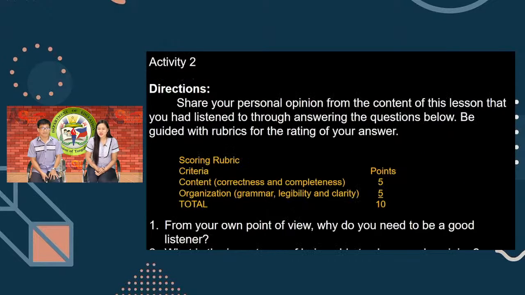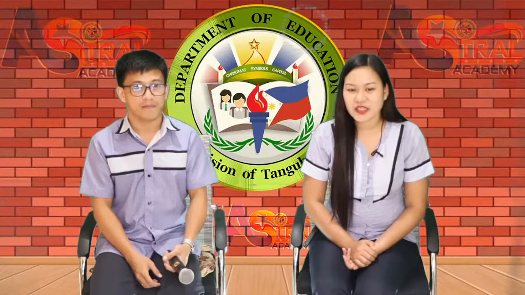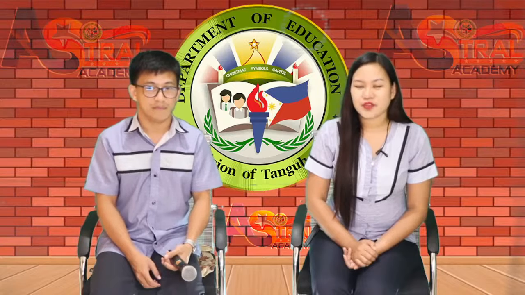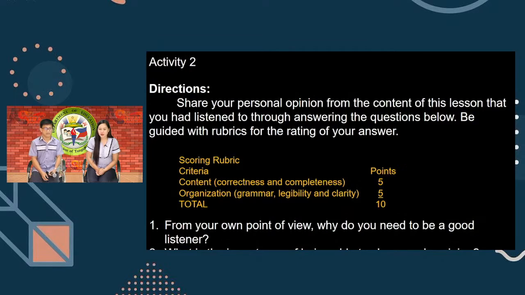Your directions would be: you have to share your personal opinion from the content of this lesson that you had listened to through answering the questions below. You be guided with the rubrics for rating the correctness of your answer. You need to have, of course, the content and organization. So for 5 points each, you will have a total of 10 points.